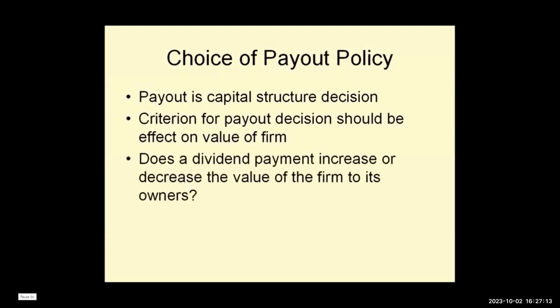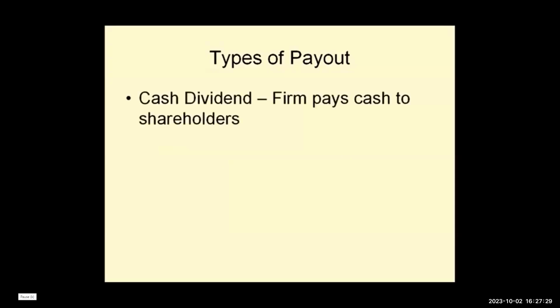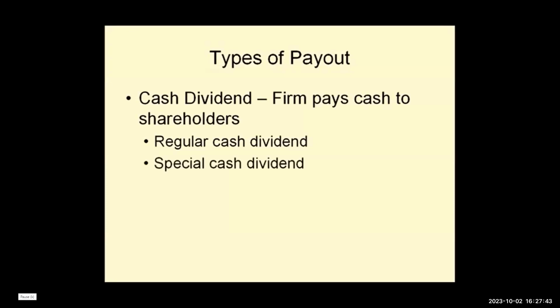We need to ask the question, does a dividend payment increase or decrease the value of the firm to its owners? There are several types of payouts to owners that a firm can use. Perhaps the most common is the cash dividend, where the firm pays cash to its shareholders. Firms can pay a regular cash dividend, which occurs regularly, such as quarterly, or they can make a special cash dividend payment. They might do so if they have extra cash at the end of a year, for example.